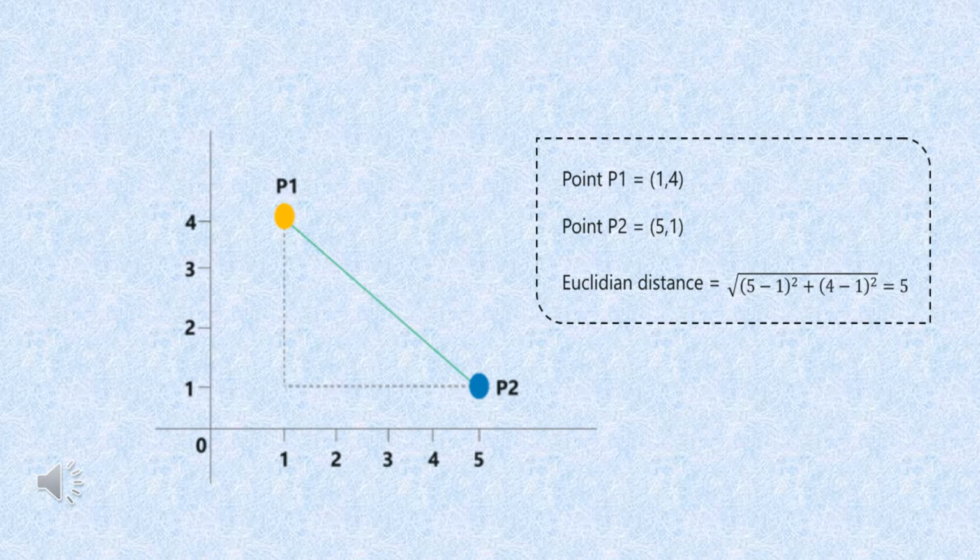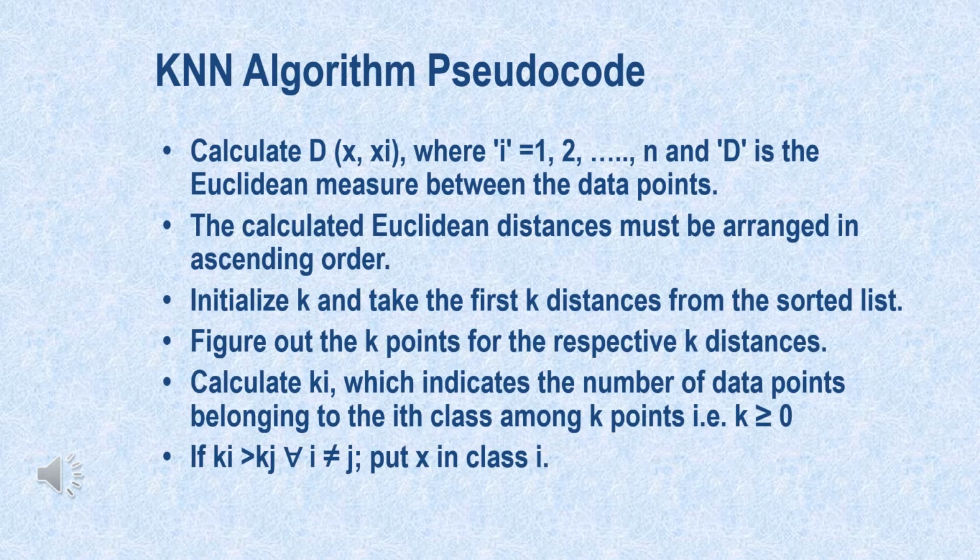So it is as simple as that, and KNN makes use of this simple measure in order to solve complex problems. This is one of the reasons why KNN is such a commonly used algorithm in supervised learning, for classification and regression purposes. Now next we have the KNN algorithm pseudocode.